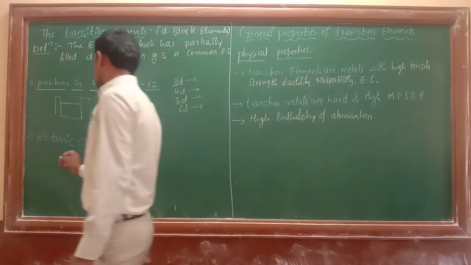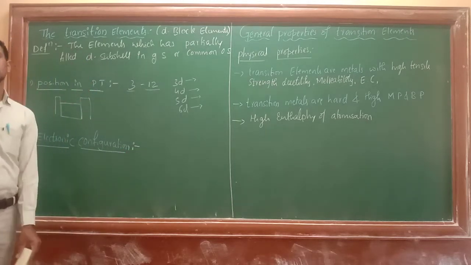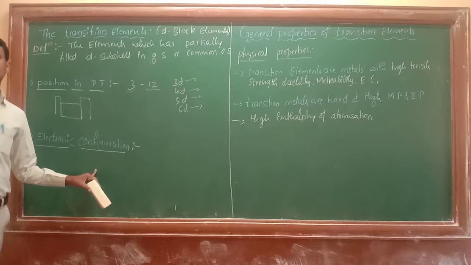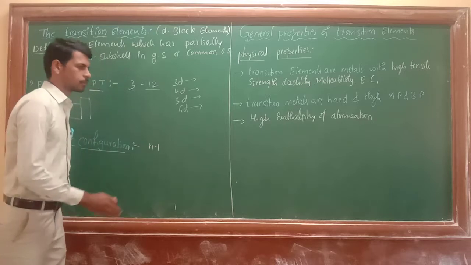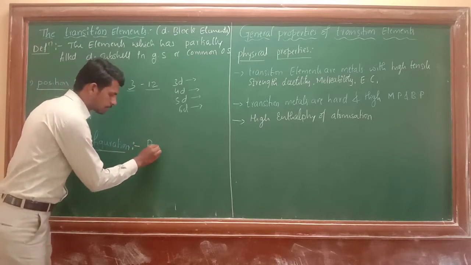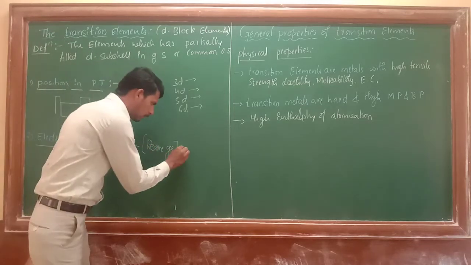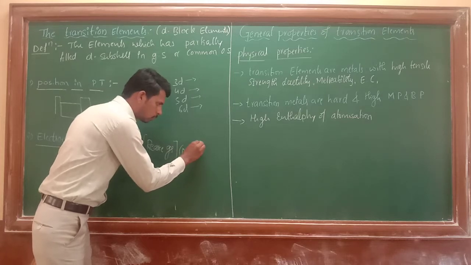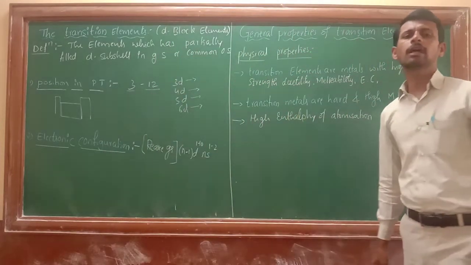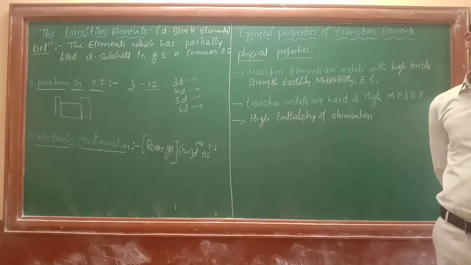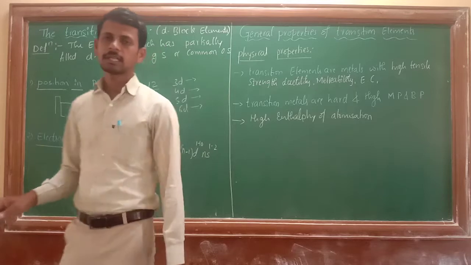Then come to the next term, that is electronic configuration. The general outermost electronic configuration of a D block element is the rare gas configuration, then (n-1)d1 to 10 ns1 to 2. This is the general electronic configuration of the D block element.